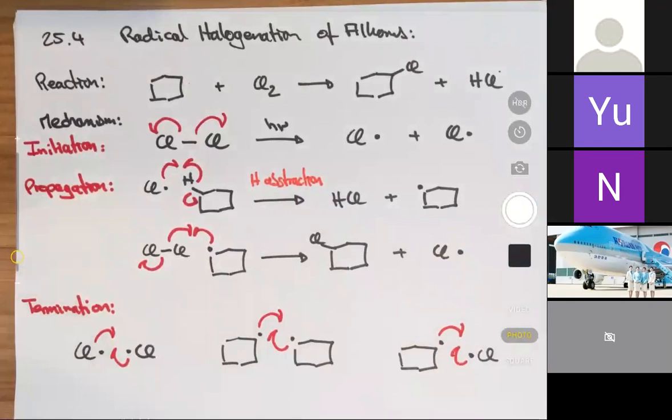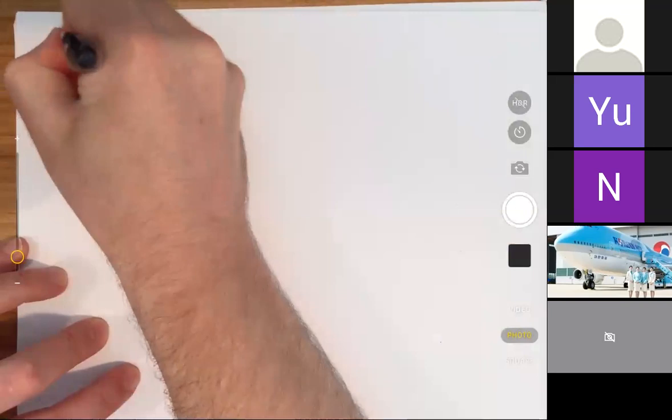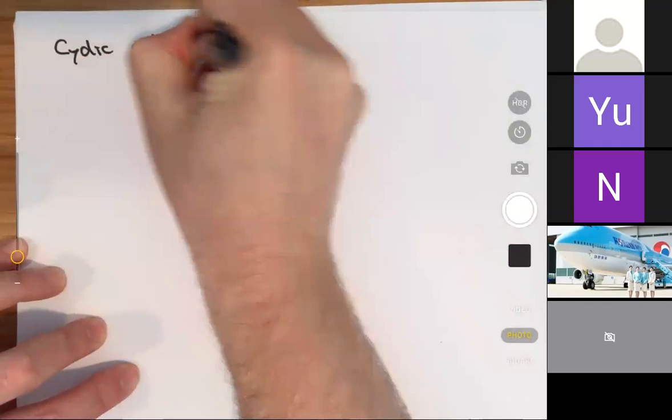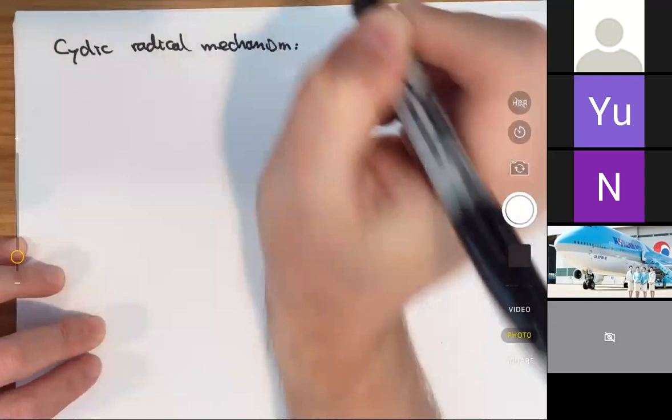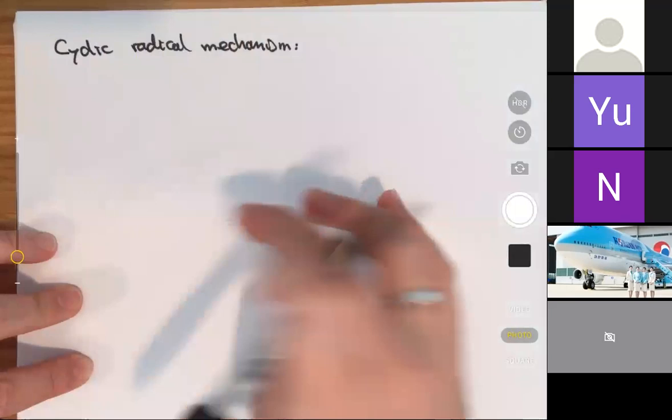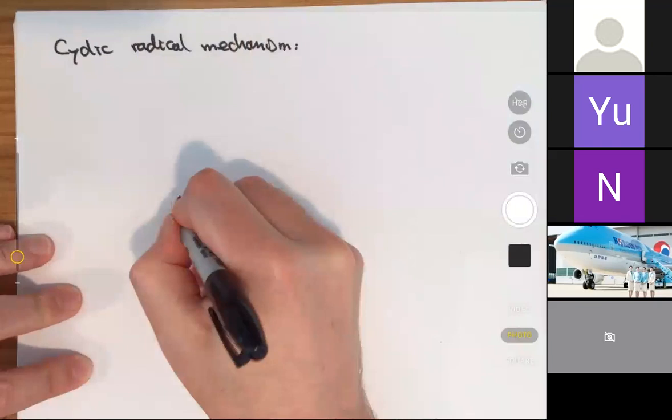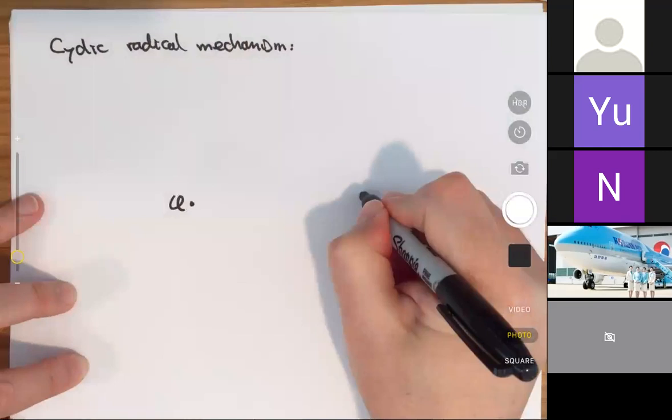Now, there is a nice way to illustrate this sequence of reactions in a cyclic mode, very similar to how we displayed the mechanisms of transition metal catalyzed reactions. And I just want to show you this, that it might help put all these individual steps into a little bit of a bigger picture. So, let's say cyclic radical mechanism. The key to that is essentially that we show this transfer of the radical from a chlorine-centered radical, so Cl here on this side, and on the other side we have the carbon-centered radical that is basically on the cyclohexane.